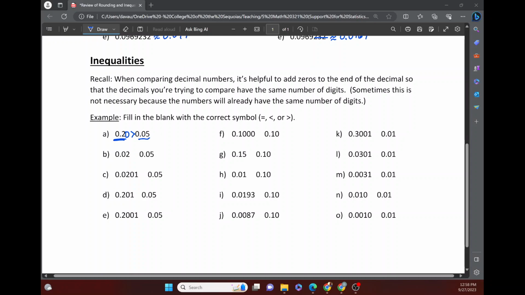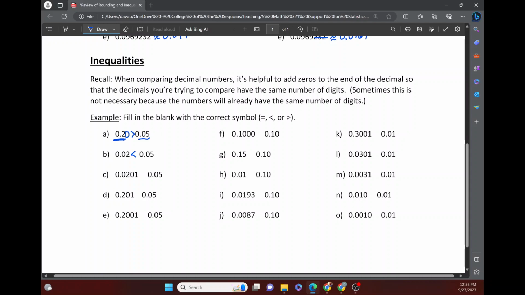So just to give you a couple more examples, in part B we're comparing 0.02 to 0.05. Notice that both of these numbers already have the same number of decimal places. They both have 2 decimal places. So I don't need to add zeros to either of the numbers, right? I'm basically comparing 2 and 5, and 2 is less than 5. So that one would have a less than sign.